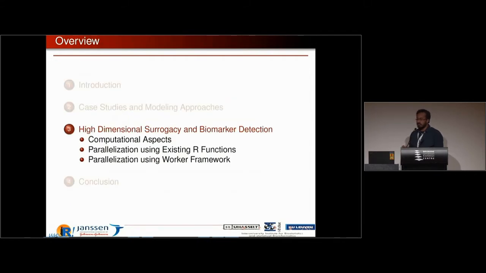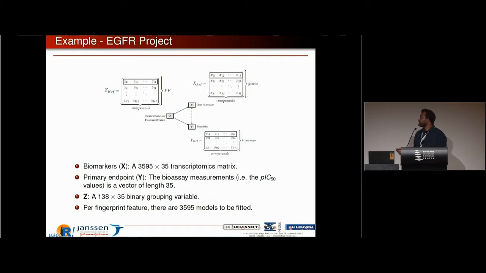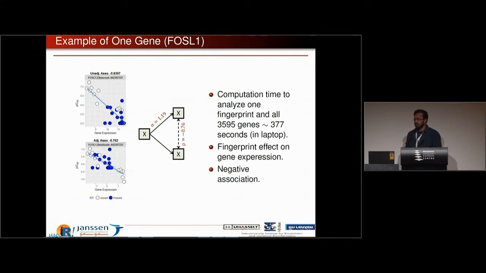Now going into the computational details. As I mentioned, it's a gene by gene analysis, so if there are more genes, then you fit that many models. In this project we had 3,595 genes, 35 compounds, and 138 fingerprint features. But this is also a small example. Depending on the experiment, it can be thousands of genes and hundreds of compounds as well. With that, the computational time will increase as well.